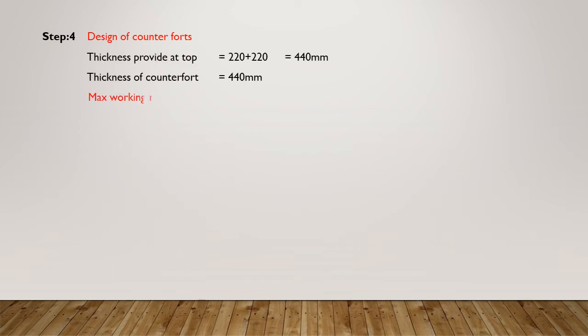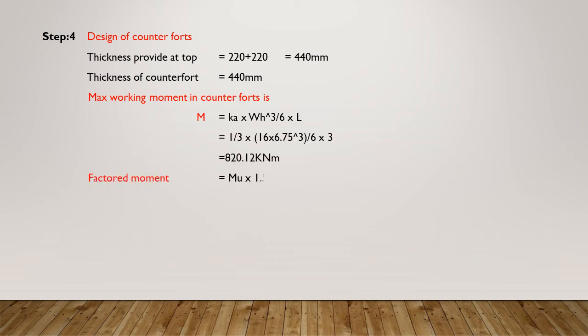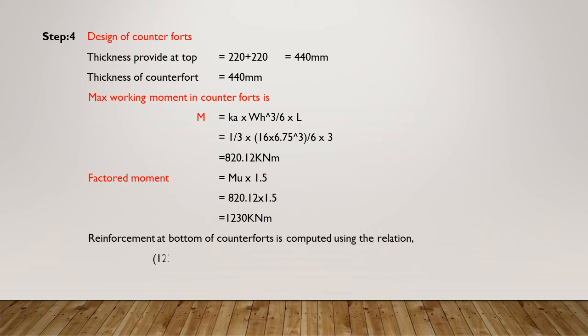So the thickness provided at the top: 220 plus 220 is equal to 440 mm. So the thickness of the counterfort is equal to 440 mm. The maximum working moment in the counterfort: we know the moment formula, M is equal to Ka into W h cube by 6 into L. We know all the values, so apply them directly and you get the moment value.